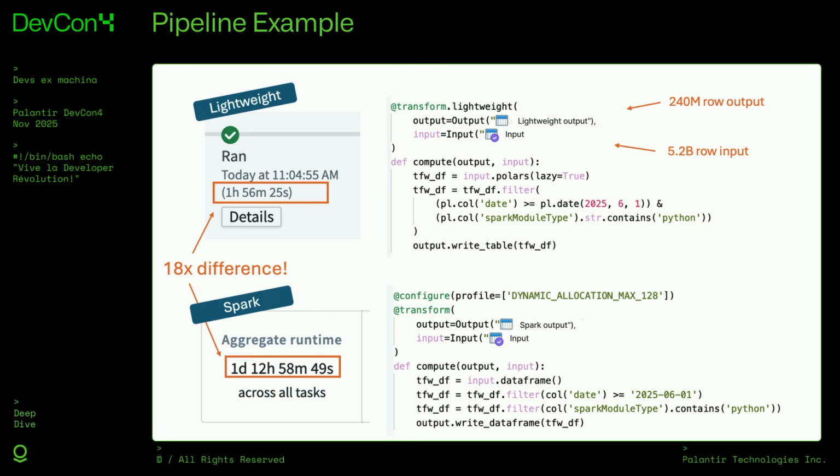We can see on the bottom, we used to run this with Spark. The aggregate compute runtime was a day and a half, so this is quite expensive and quite slow. We recently migrated this pipeline to Polars, and we can see the total compute usage went down to under 2 hours. So it's both faster and cheaper.